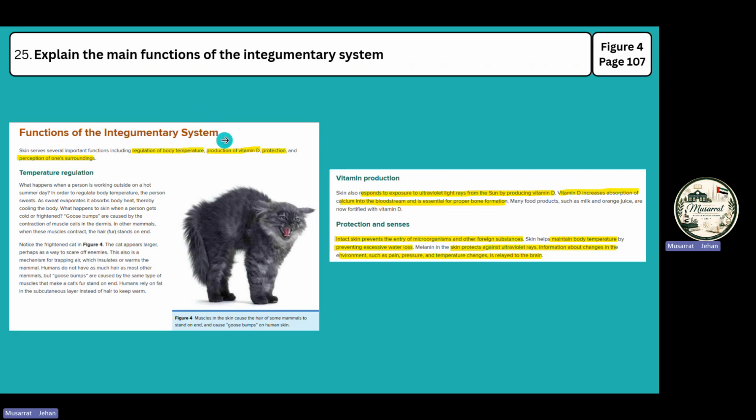What are the functions of the integumentary system? The integumentary system helps in regulation of the body temperature. It helps in the production of vitamin D, protection, and perception of one's surroundings. So first, it regulates temperature.